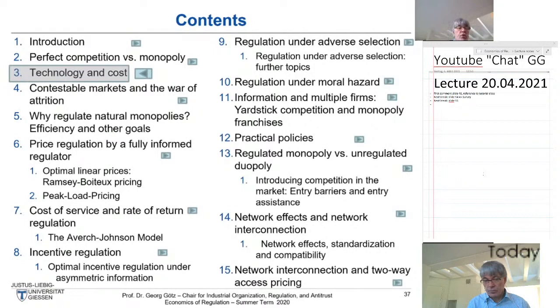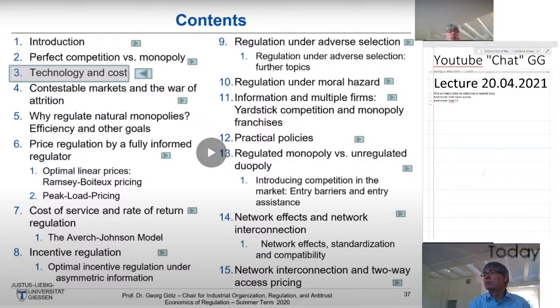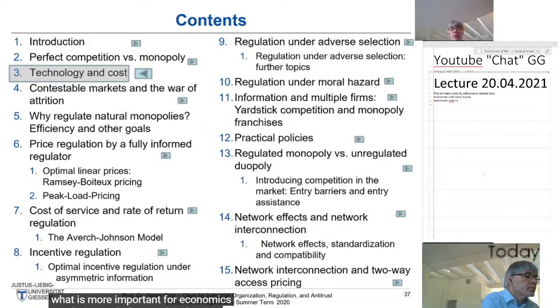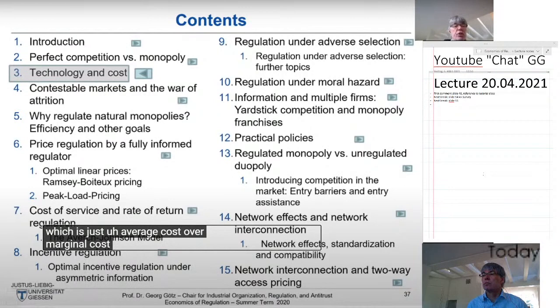What we also discussed were some concepts related to the production function, or returns to scale, and in particular what is more important for the economics of regulation and of network industries, the concept of economies of scale. And of course, we also introduced the economies of scope. Actually, that's what we are going to introduce today. I was too quick. What we introduced was the scale economy index, which is just average cost over marginal cost. So we have economies of scale if average costs are downward sloping and above marginal cost.